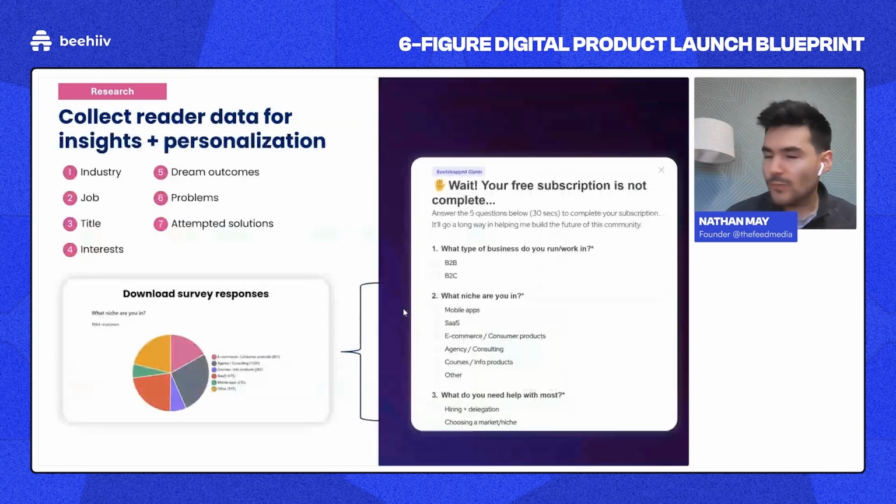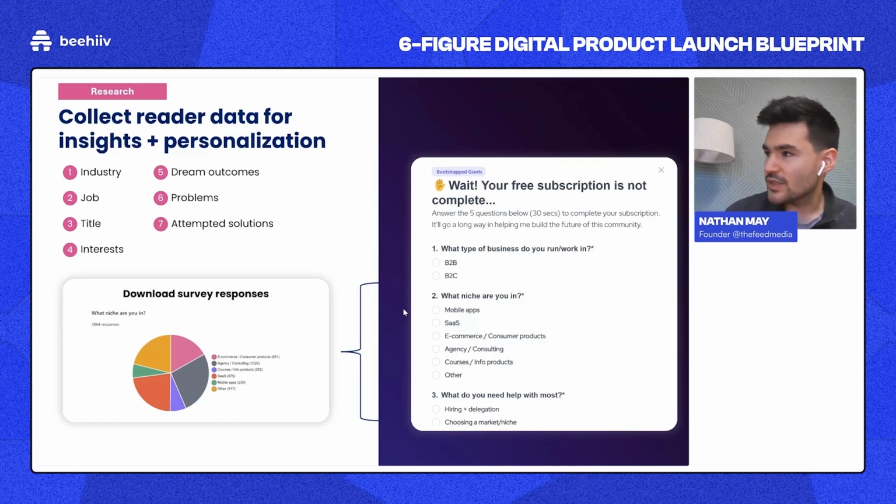What kind of information do you try to get? I think there are 7 things that most companies try to ask for, particularly if you're in B2B: industry and job title. Then these other ones, 4 through 7, could work for B2B or B2C. They're more about what the reader wants out of the information you are giving them. This could be their interests, their dream outcomes, so what kind of goal they are trying to achieve, what problems are in front of that goal, and what they have attempted to do to solve those problems.